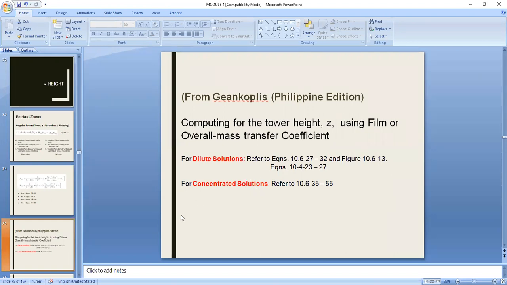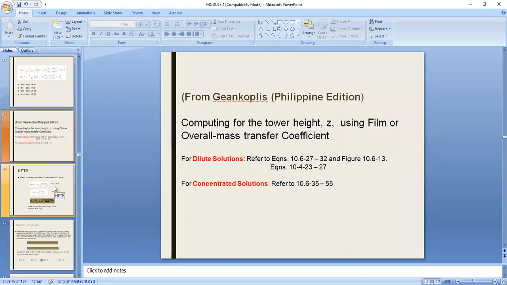Okay, determining the Z based on whether your feed solution is dilute or concentrated. Now, how do we know that our solution is dilute? If the concentration is less than or equal to 10%. Beyond that, your solution is said to be concentrated already. Okay?